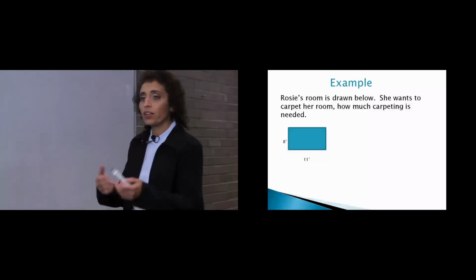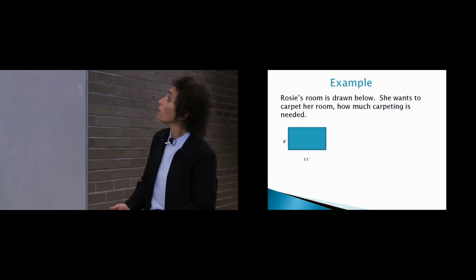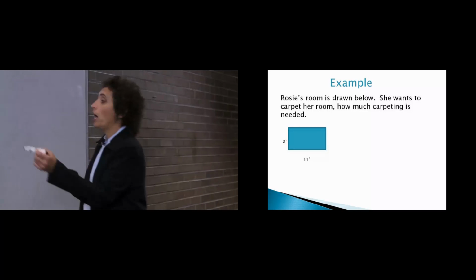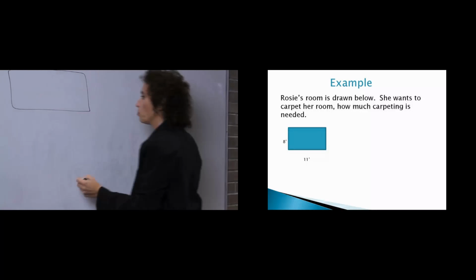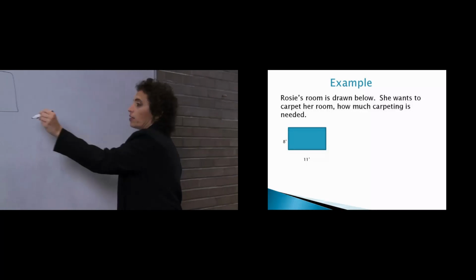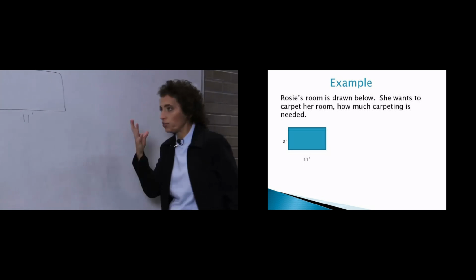Okay, let's take multiplication and apply it a little bit. One of the things we could do is take a look at this next problem. It says Rosie wants to carpet her room, and she wants to know how much carpet she needs. Well, let's draw her room. This is not really her room, but, you know, it's a rectangle. And it's 11 feet by 8 feet.